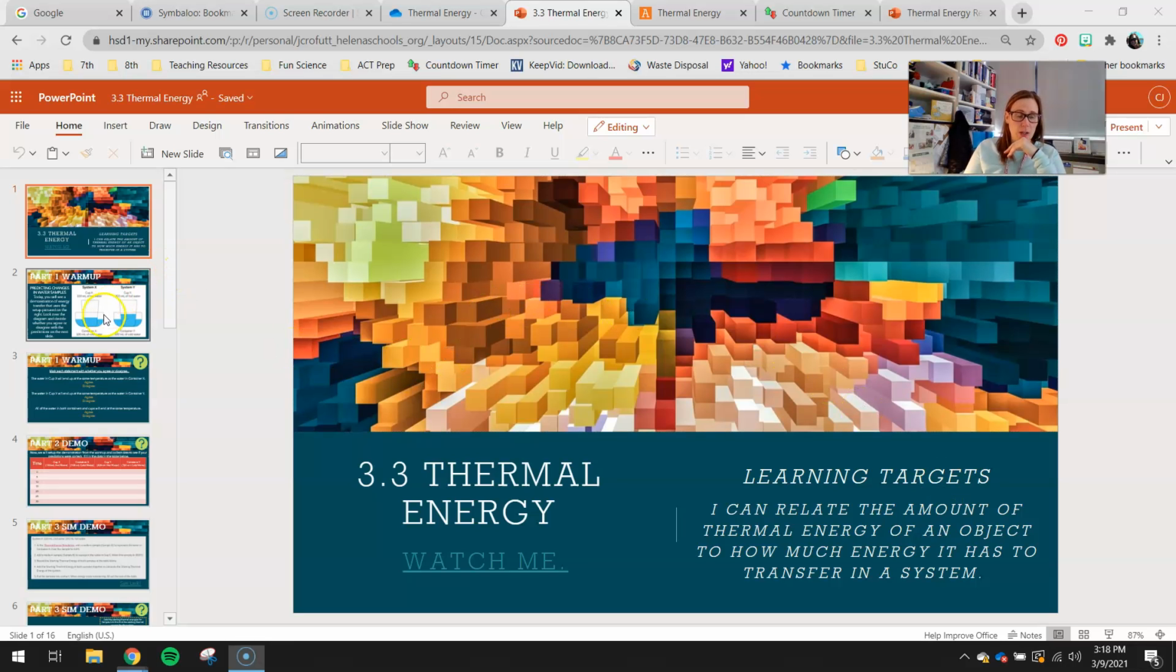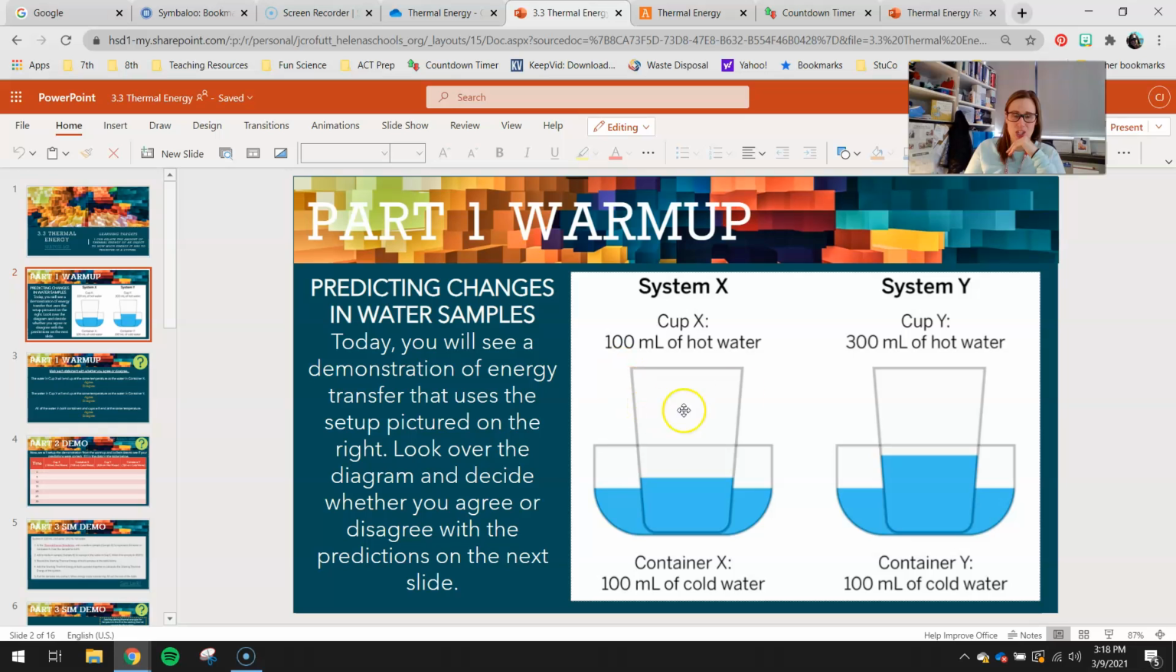Okay, so moving on, your warm-up looked like this. You should have had System X, which had a cup X with 100 milliliters of hot water, submerged in container X, which had 100 milliliters of cold water. Then we had System Y, which was set up basically the same, except instead of 100 milliliters of hot water in the cup, we had 3 times as much. You had 300 milliliters of hot water in the cup, and then 100 milliliters of cold water in container Y. We're going to come back to this image a lot throughout this lesson.